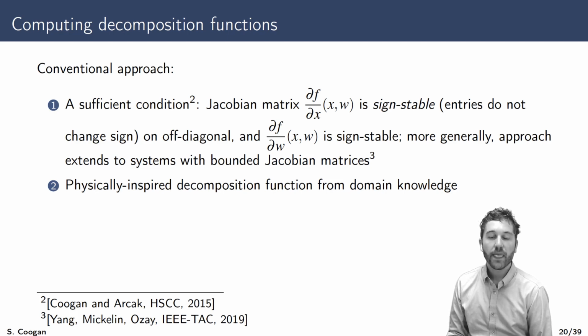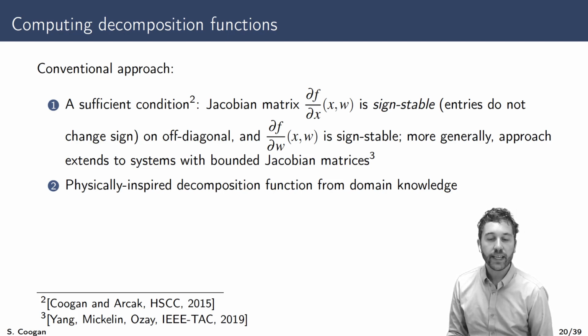Namely, if the off-diagonal entries of the Jacobian matrix ∂f/∂x are sign stable, so that means that these entries do not change sign as the state x and disturbance w vary, and in addition, ∂f/∂w is also sign stable, then a decomposition function is constructed from f by associating appropriately hatted variables when the sign of these entries is negative. This is in fact the construction that we used in the generalized Lotka-Volterra model at the beginning of the talk.